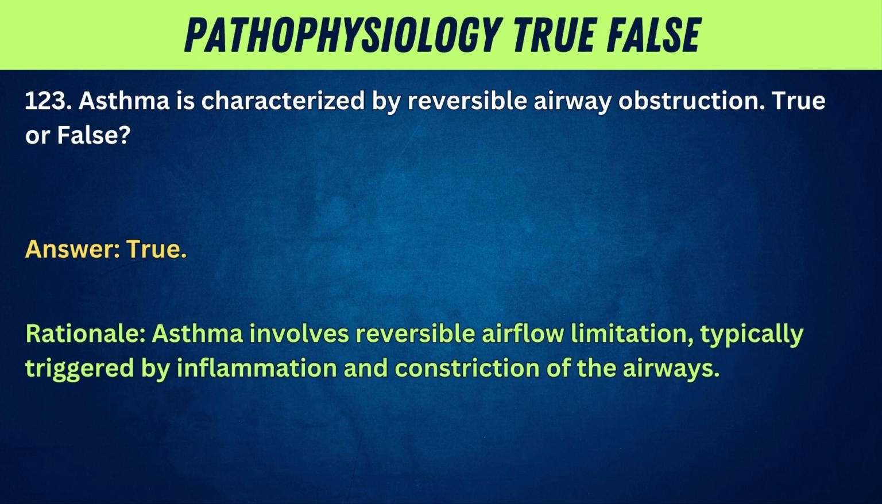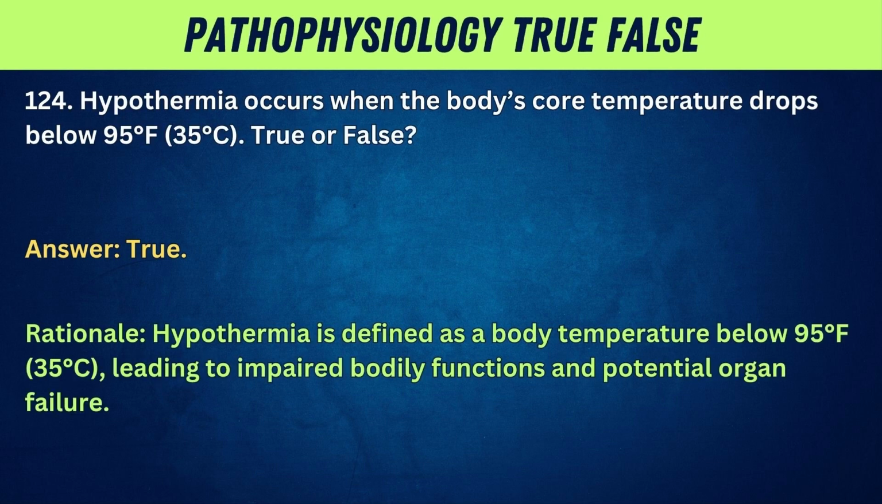123. Asthma is characterized by reversible airway obstruction. True or false? Answer: true. Rationale: asthma involves reversible airflow limitation, typically triggered by inflammation and constriction of the airways.